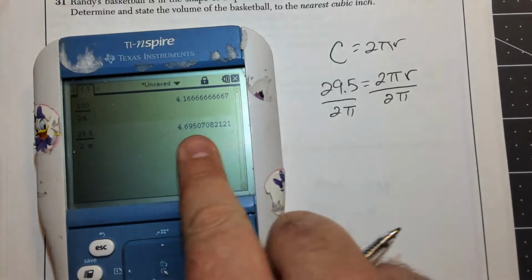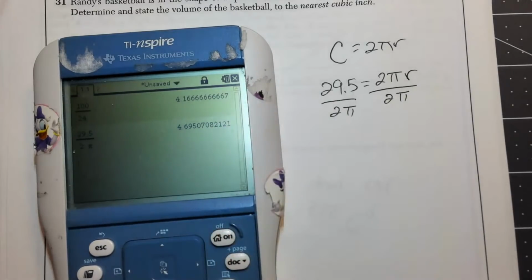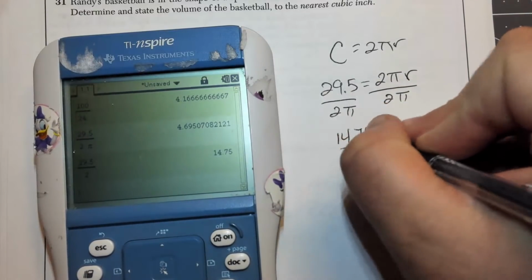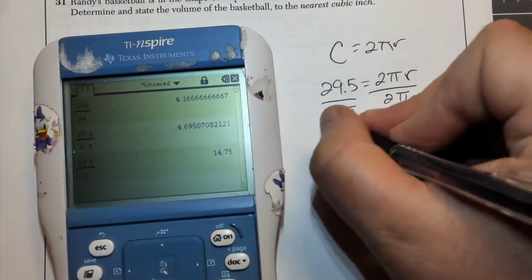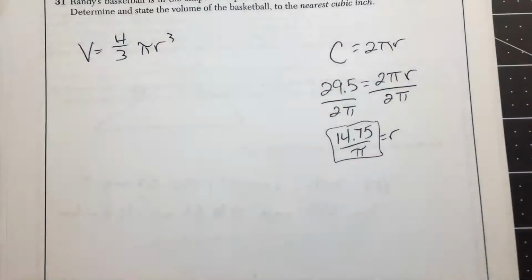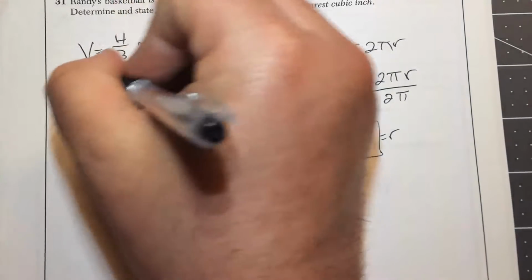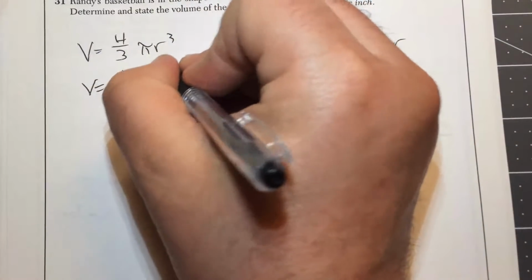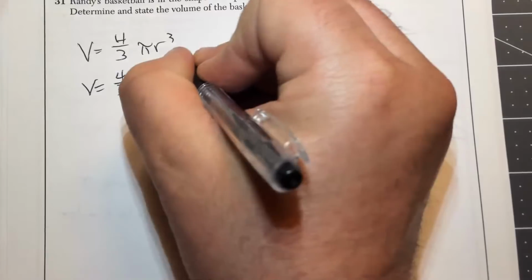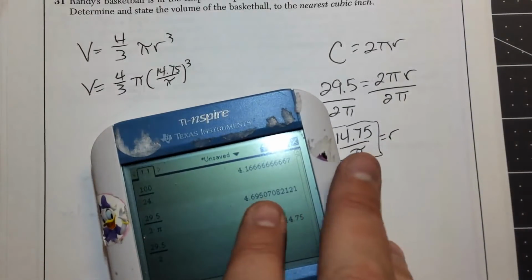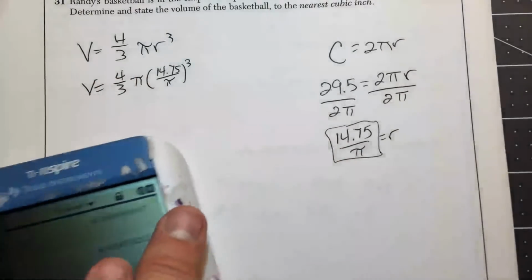Now I don't want to carry this number around. So what I'm going to actually do is do 29.5 divided by 2, which is 14.75, and leave the pi underneath. And I'm going to call this my radius. This is easier to write than this crazy thing. So now when I come over here, I'm going to do volume equals 4/3 pi times that number, 14.75 over pi, cubed. If I didn't do that, I would just fill in this whole number. Just write the whole number right there.